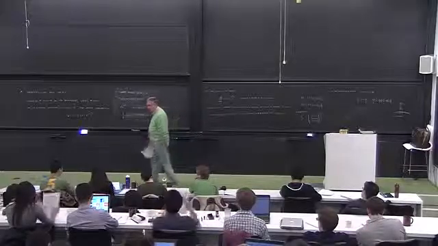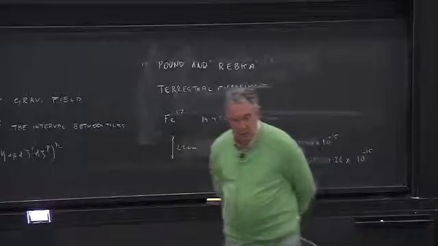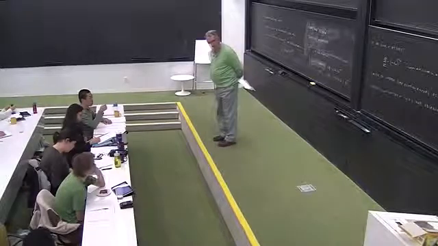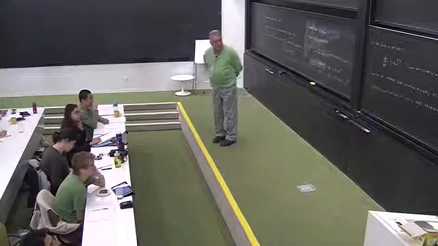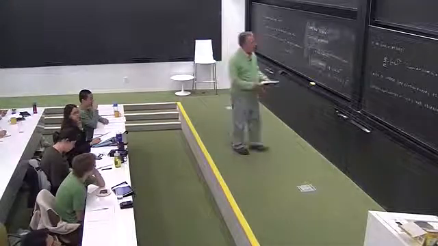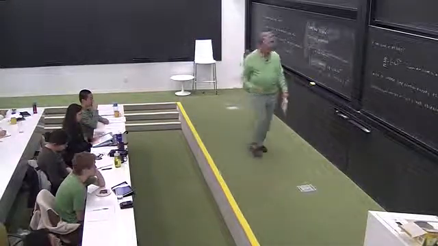Yeah? Maybe could you explain why g_00 is less than 0.5? Okay. I may have made a sign error. You never know.